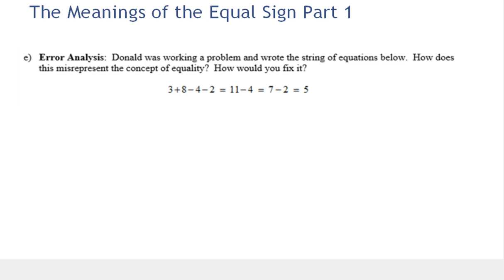And now let's just look at one last error analysis for this video. It said Donald was working a problem and wrote the string of equations below. How does this misrepresent the concept of equality, and how would you fix it? Okay. So let's look at this. This is a string of equations.